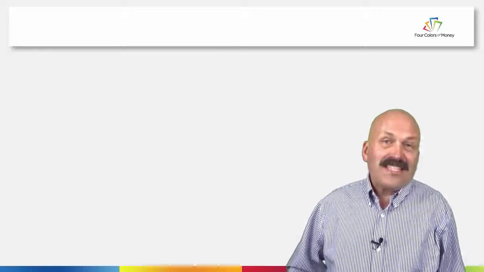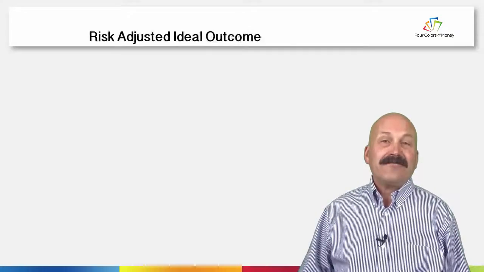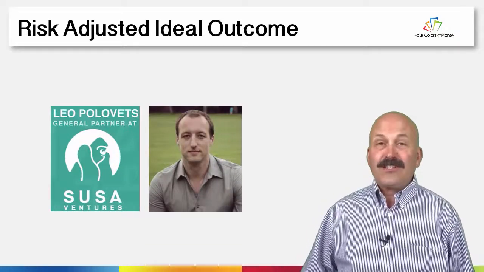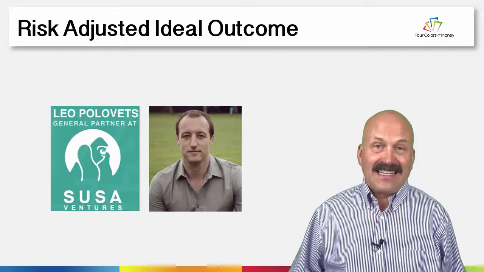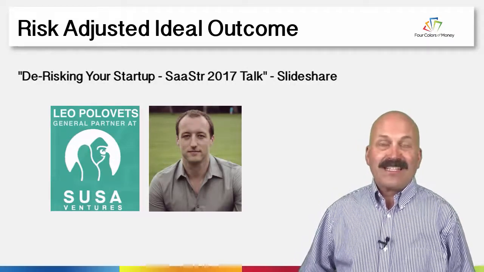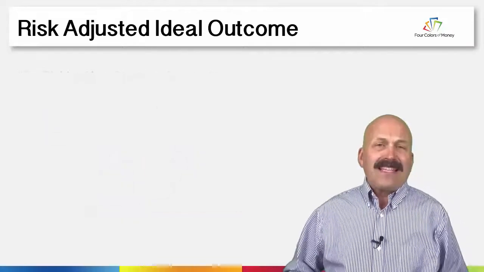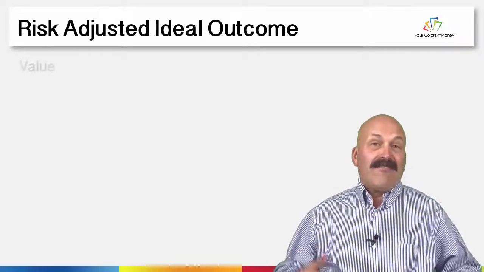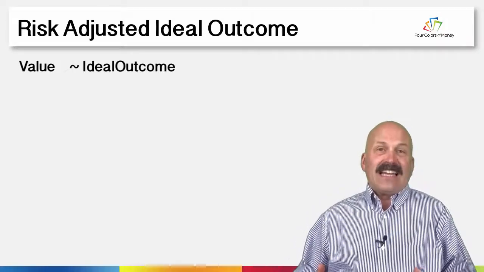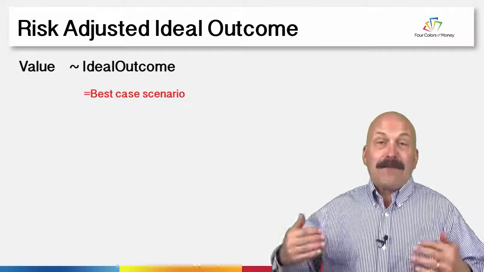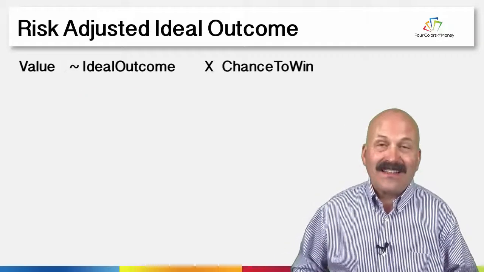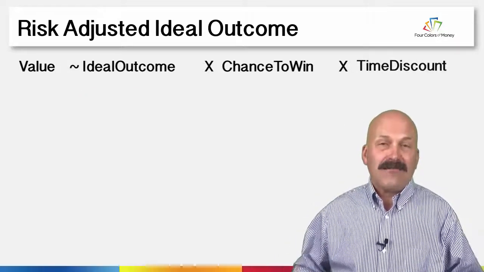I'm going to conclude this video with a technique I've seen some VCs use, and props to Leo Polovets of Sousa Ventures for sharing this technique in a much longer presentation. I will share a link to that presentation separately. So the basic math is that the value is the ideal outcome, that is to say, what you might expect in a best case scenario, times the chance to win, times some discount for the time value of money.